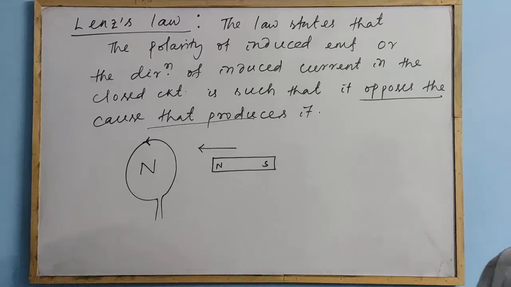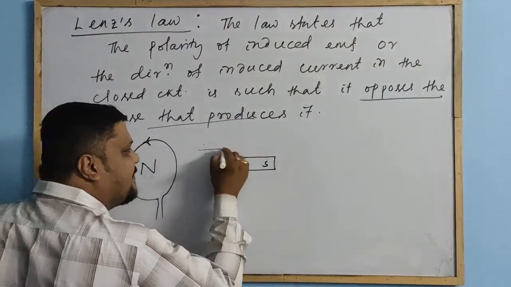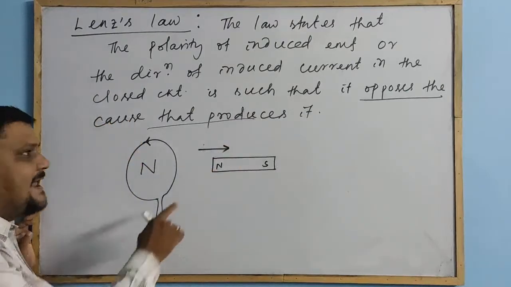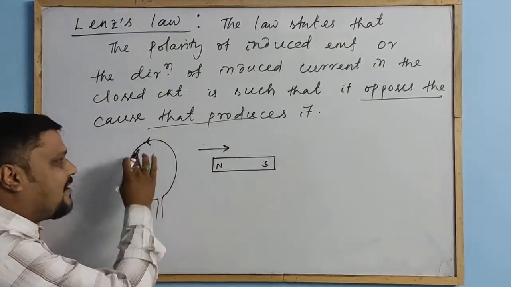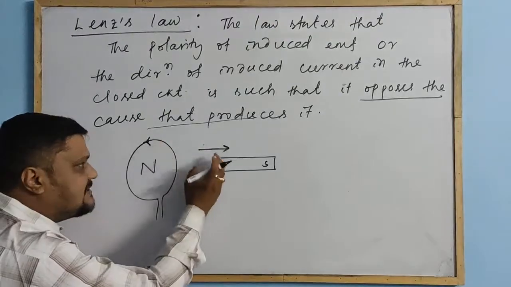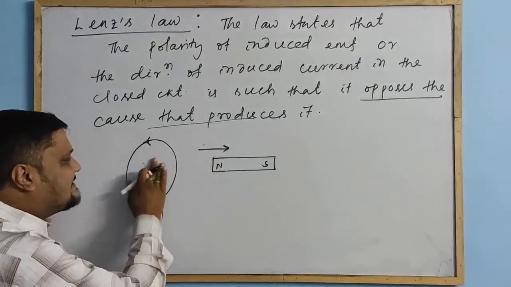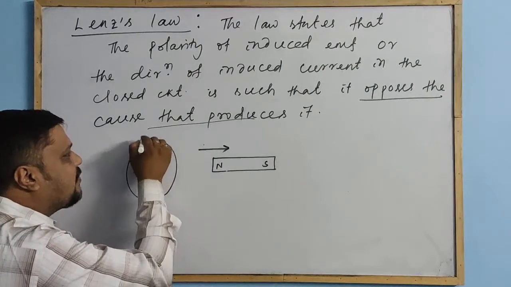Now the same thing, in this case, if the north pole of the bar magnet is moving away from the coil, then the flux linked with the coil decreases. So it will develop a current so that it behaves like a south pole. This face, which is facing toward the bar magnet, should be a south pole. So to make this a south pole, the direction of the current should be clockwise.